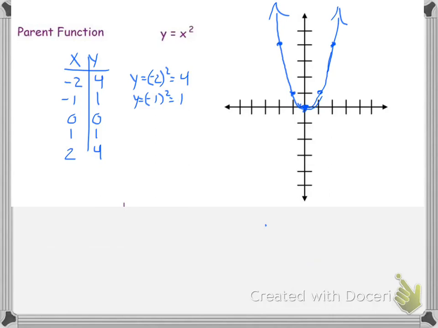The axis of symmetry is x equals the x value of the vertex, which is 0. This is the vertex at 0, 0. So everything else is going to look like this, just slightly different.